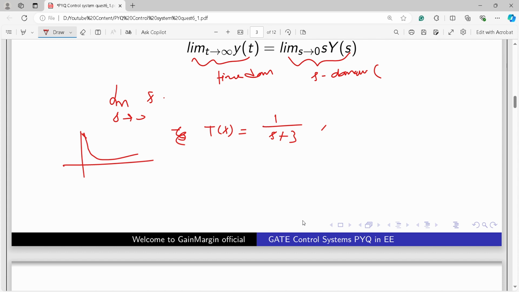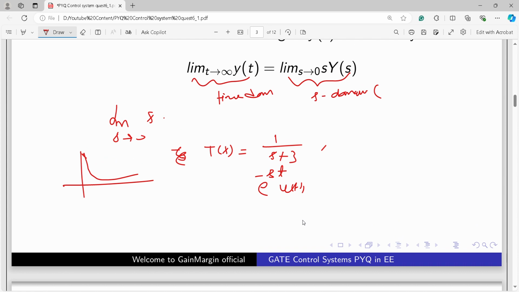So here, what is the Laplace inverse in the time domain? It is e^(−3t) u(t). So we get it like that. If t tends to infinity, then the response will be, the output final value will be 0.